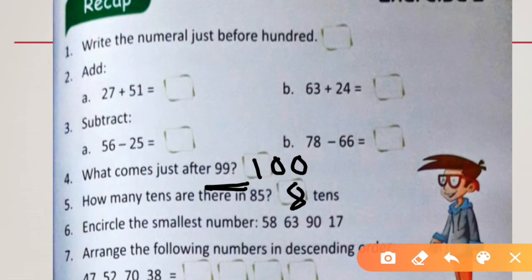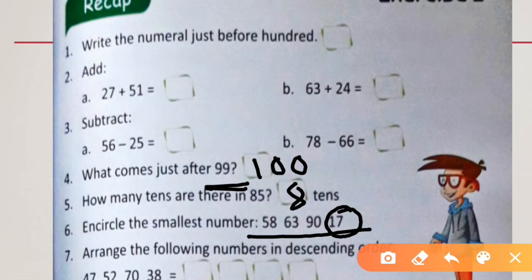Encircle the smallest number. Here are the numbers. So what are the numbers? 58, 63, 90, 17. Which one is smallest? 17 is smallest. You have to circle 17.